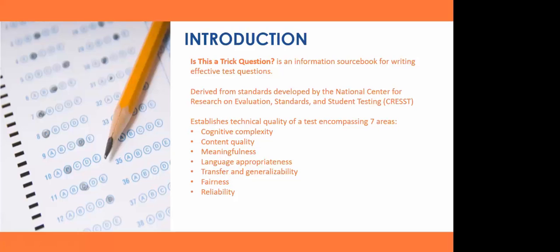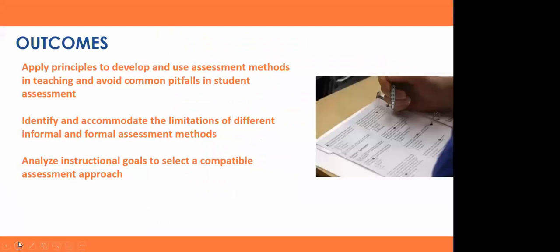Anyway, you can see the list of the technical quality criteria that they pulled out of their research. So the outcomes for this entire series are that we're going to learn how to apply principles to develop and use assessment methods in teaching and avoid common pitfalls in student assessment. We're going to identify and accommodate the limitations of different informal and formal assessment methods, because every method has its strengths and weaknesses, and we'll dive into that a little further. And then we're going to analyze instructional goals to select a compatible assessment approach.